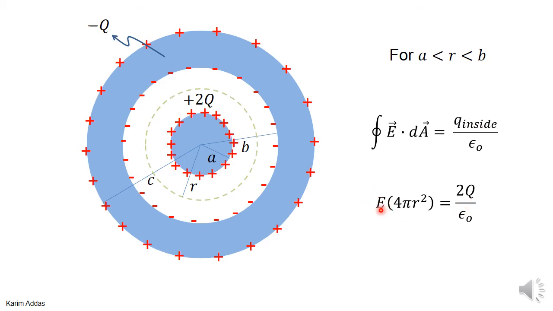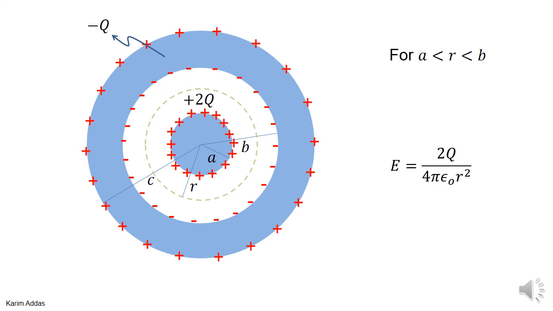Now we can write the electric field by dividing by 4 pi r squared. And we get that the electric field in the region between A and B turns out to be 2q over 4 pi epsilon naught r squared. This is the same electric field as if there was a point charge at the center of the whole problem with a value 2q.